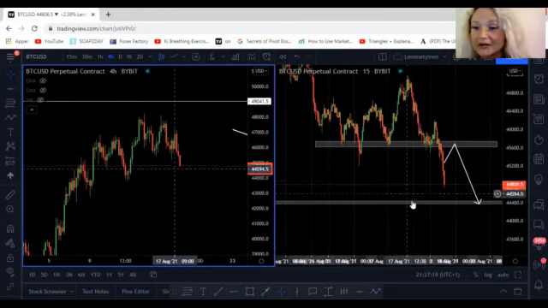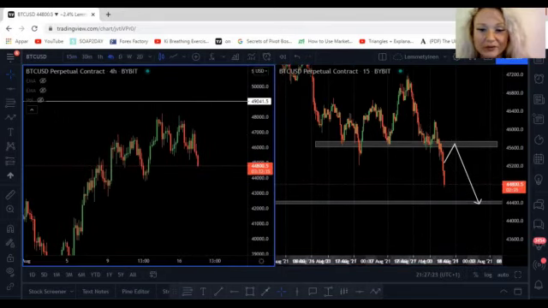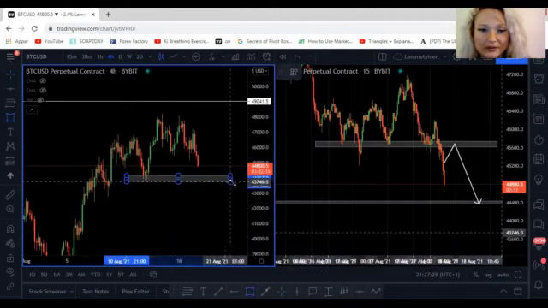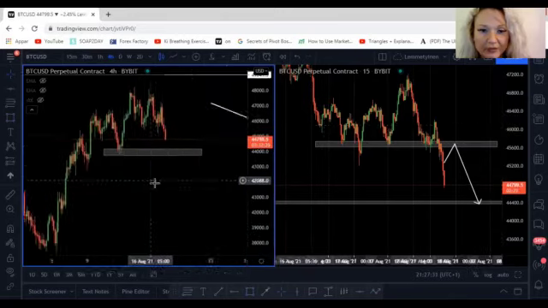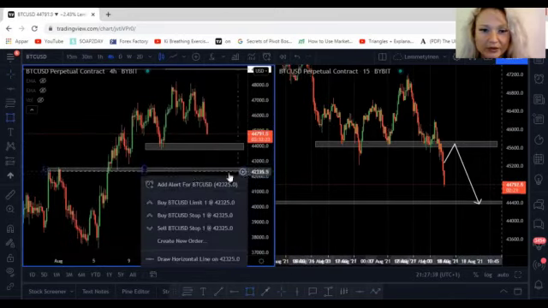So let's see if the market comes back up again and retests, or if it's just going to continue to go down. I'm just going to give you one more thing. If the market continues to go down, watch out for this area right here. If it breaks that area, this is another important area for the market to come to.